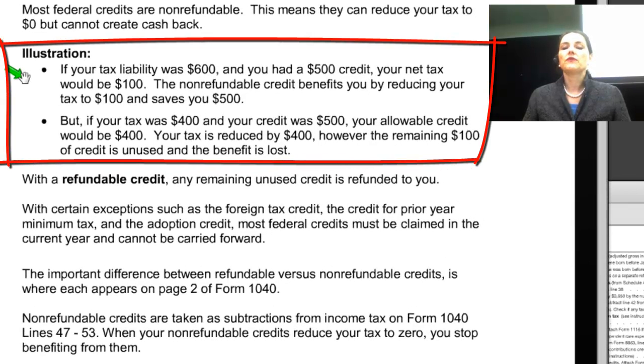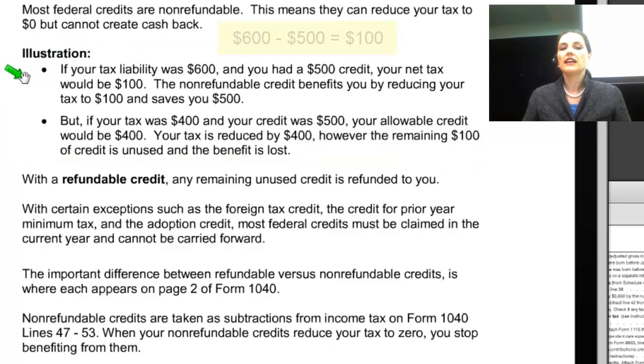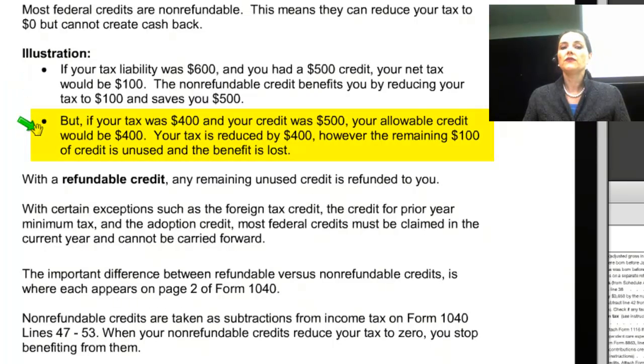If your tax liability for the year was $600 and you had a $500 tax credit, then your net tax would be $100. 600 minus 500 leaves you with $100 of tax. So the non-refundable credit benefits you in full because you save $500 of tax and reduce your tax down to only $100. On the other hand, if your tax was $400 and your credit was $500, your allowable credit would be $400. Your tax is reduced by $400, but the remaining $100 of credit is lost and is not used because the credit cannot be more than your tax.